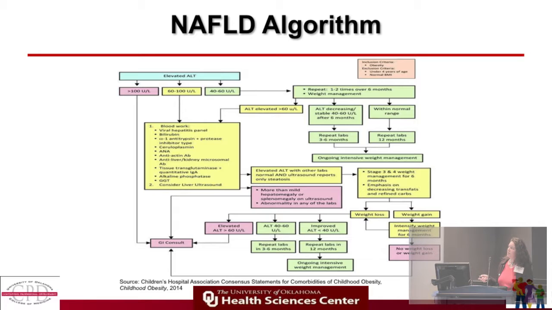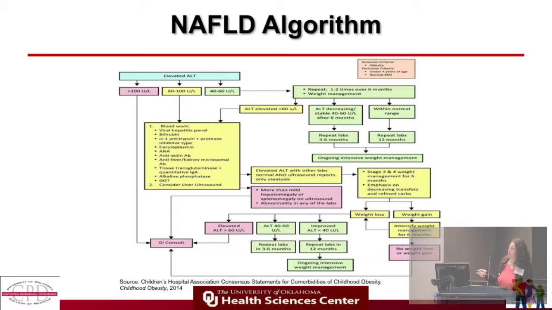If it's 60 to 100, and you don't have a GI specialist or a fatty liver clinic next door like I do, you could go ahead and start the workup. Is it viral hepatitis? Is there alpha-1 antitrypsin? Is there autoimmune hepatitis? It recommends what labs you could do to rule out other etiologies if it stays elevated at 60 to 100. Again, if it's over 100, they recommend a GI consult.